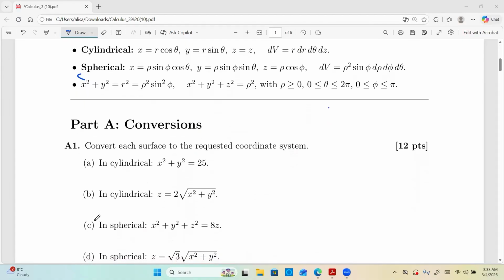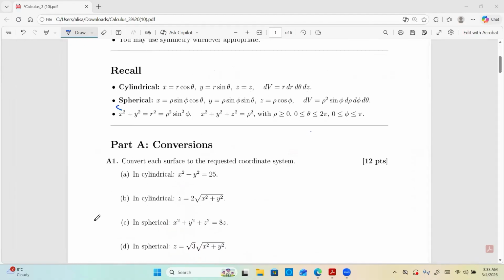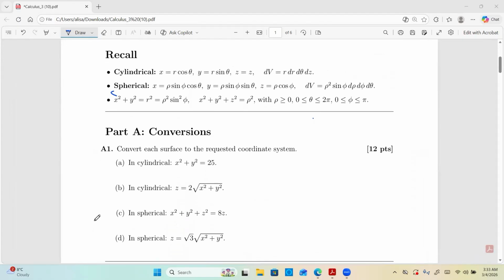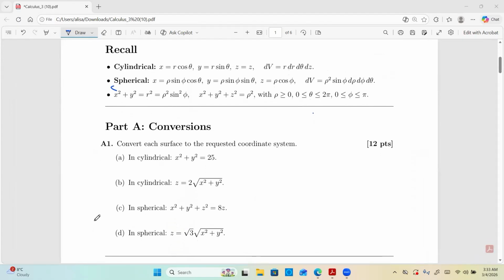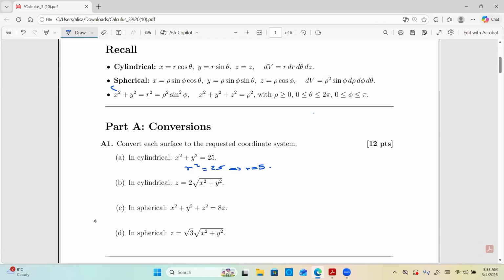So let's begin with some conversions here. Recall the coordinate systems. Just as a quick warm-up, let's do these quickly. Recall these coordinate systems, cylindrical and spherical coordinates, and let's do these conversions real quick. So for part A, we notice that this is just r squared equals 25. In cylindrical, this is just r squared, which means this is r equals 5. And this finishes this one.